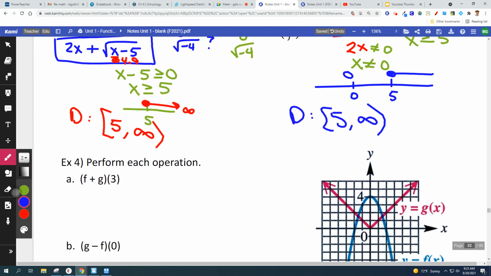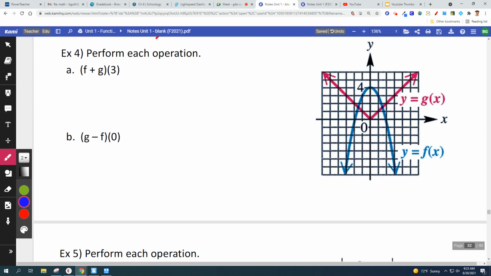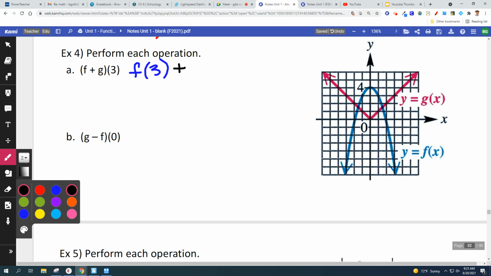All right, so I know students really struggle with that domain. Make sure you ask questions here. This problem right here, number 4, is a lot easier than it looks, okay? But the hardest part is just being able to see the graph. This says f of 3 plus g of 3. And I wanted to use those colors because my graph has two different colors. Notice the f function is blue and the g function is red.